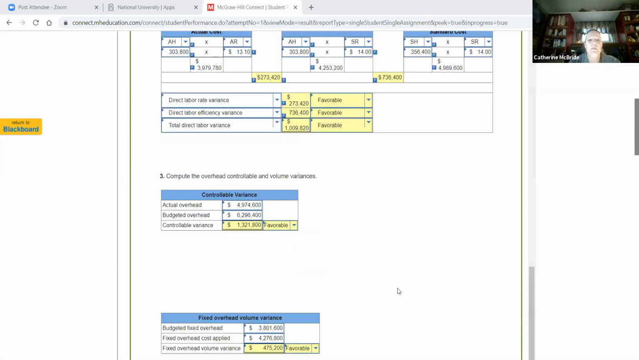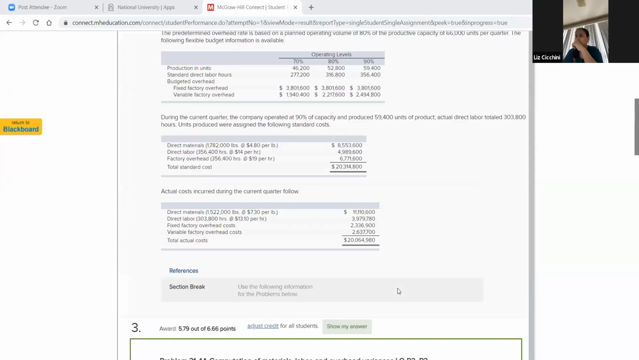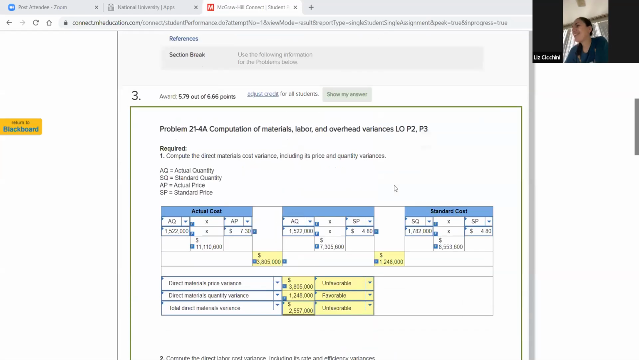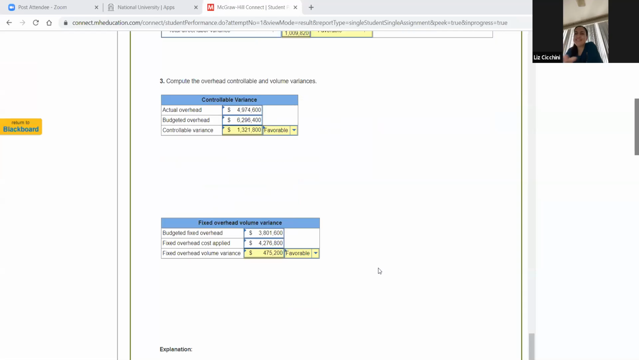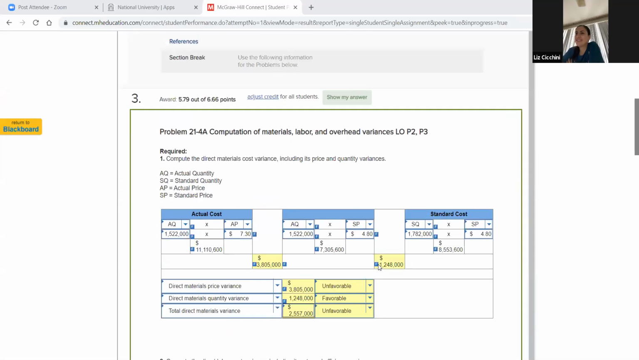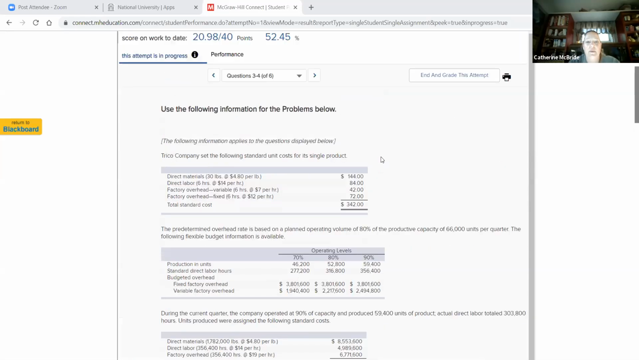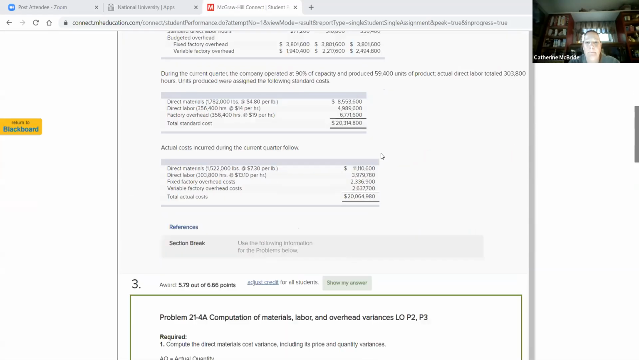Oh, no, my calculator deleted my numbers. I'm trying to do it while you are doing yours too. It's different. I'm going to flip over to yours. I need a better calculator.